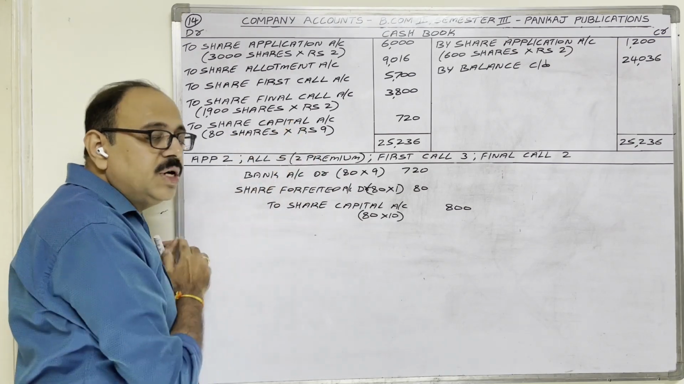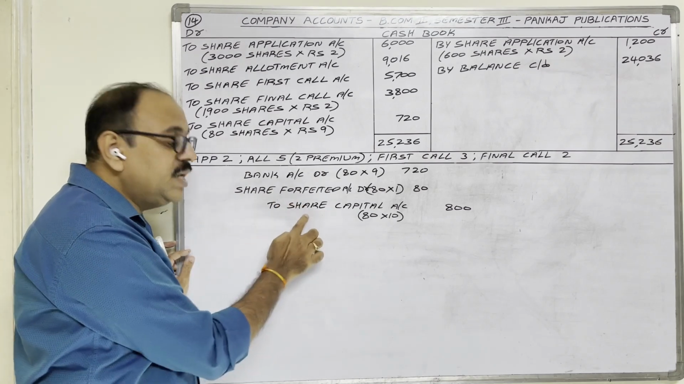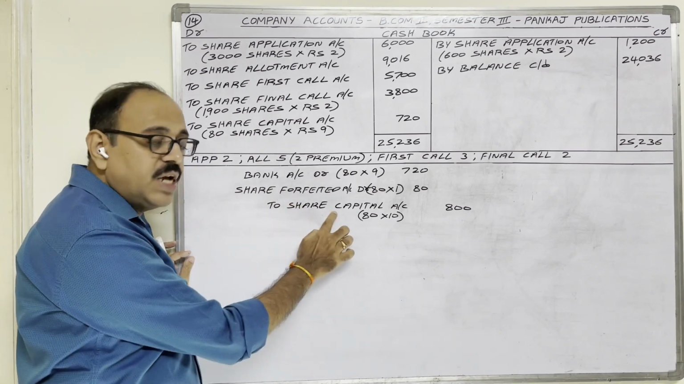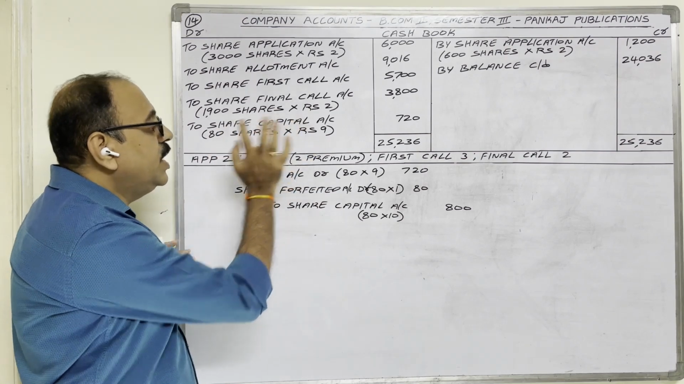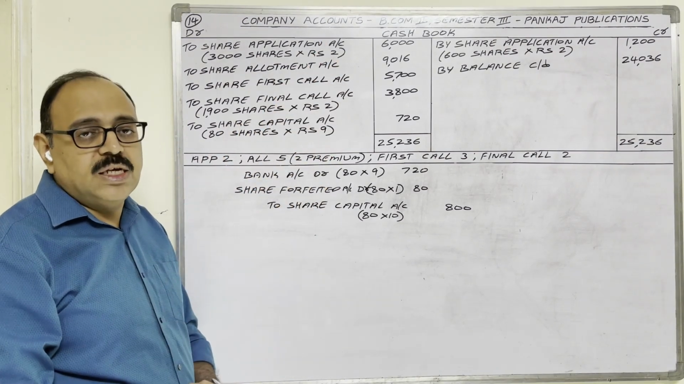And what to write in the particulars column? The other side account name. Other side means credit side. Credit side account name means share capital. That word we are writing here. So posting is completed. Next step, balancing.